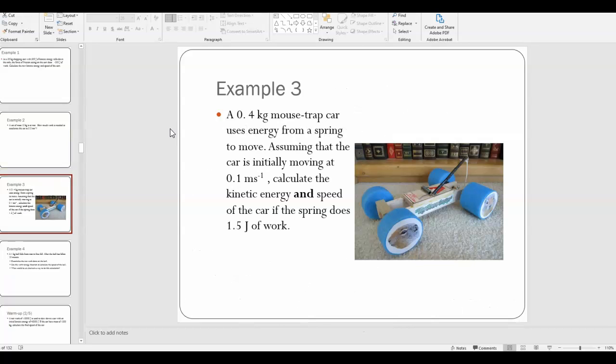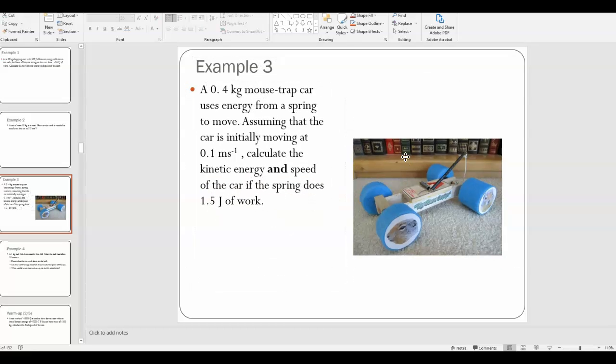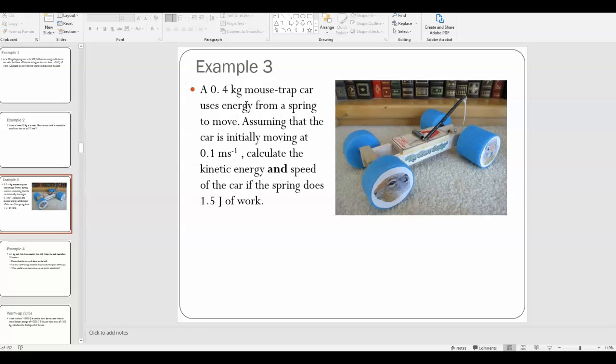Okay, let's take a look at example 3. So example 3, we get this little mousetrap car here that some of you might have built when you were younger. It says a 0.4 kilogram mousetrap car uses energy from a spring to move. Assuming that the car is initially moving at 0.1 meters per second, calculate the kinetic energy and speed of the car if the spring does 1.5 joules of work.